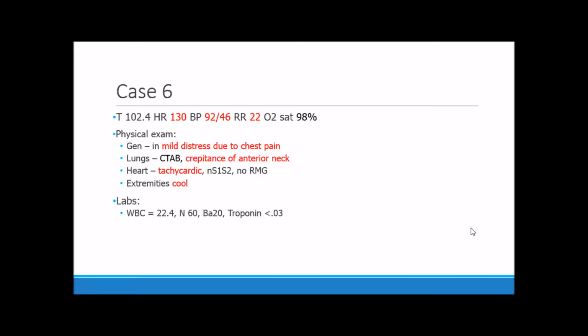Altered mental status. That's right. So tachypnea, hypotension, and altered mental status. So this person would have 1 because they're tachypneic. Okay, anyway. So when you get to the exam, there's mild distress due to chest pain. The lungs are clear. There's crepitance of the anterior neck. He's tachycardic. Extremities are cool. And the guy has a leukocytosis with a bandemia.